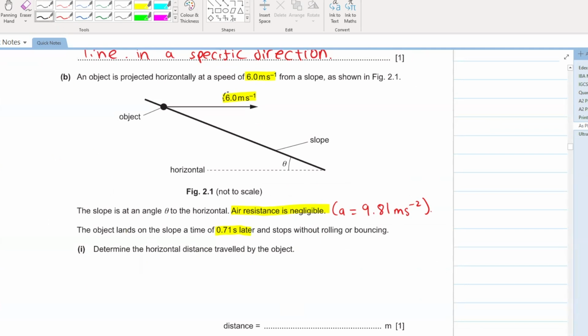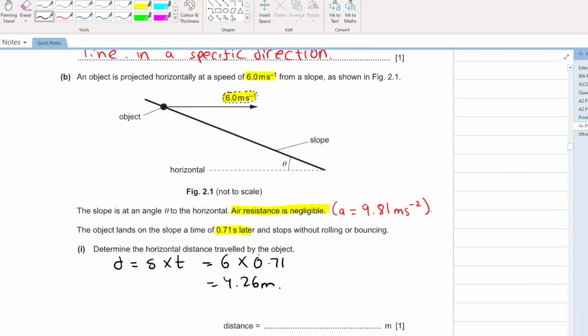Peter, do you remember that the horizontal velocity will remain constant? How can you calculate the horizontal distance? Speed into time. What is the horizontal speed? 6. What is the time? 0.71. 6 into 0.71. What does this answer come out to be? This comes out to be 4.26 meters is your answer.